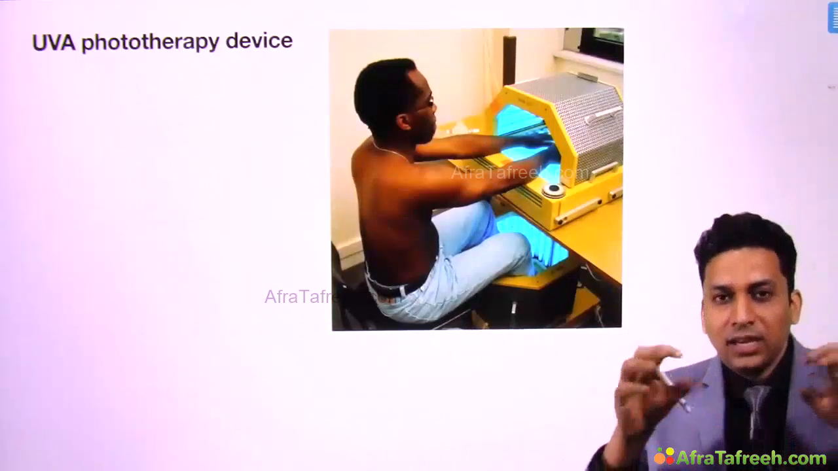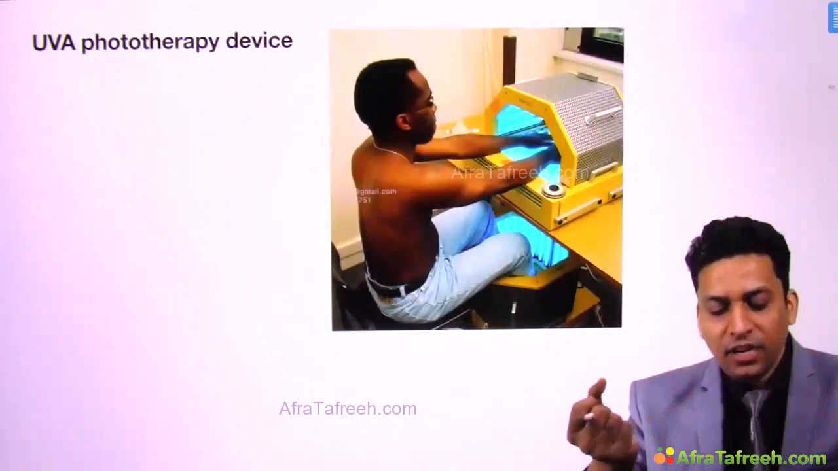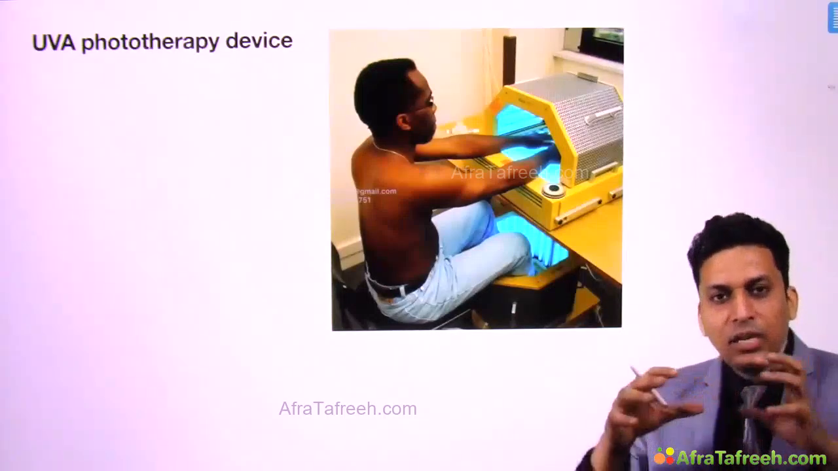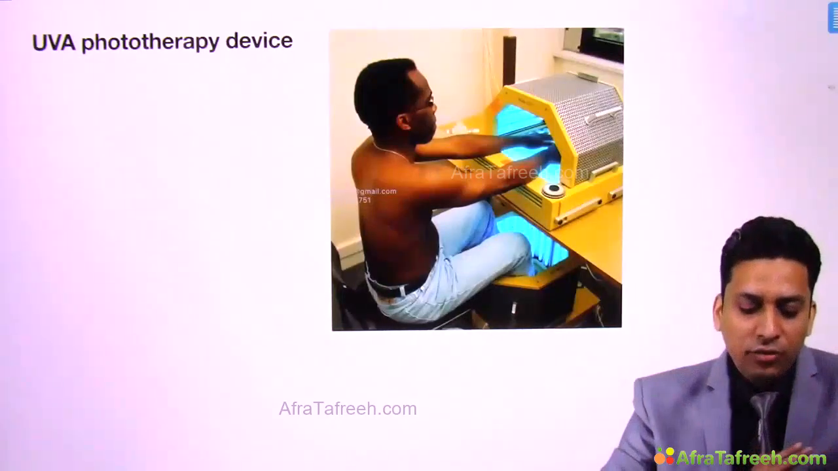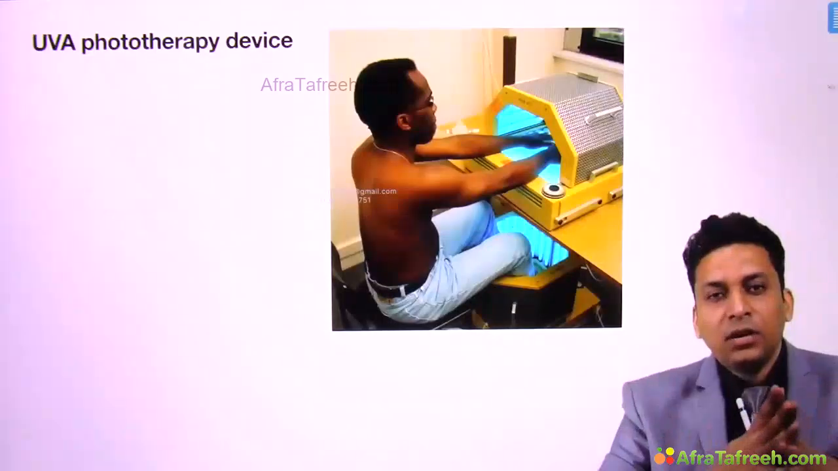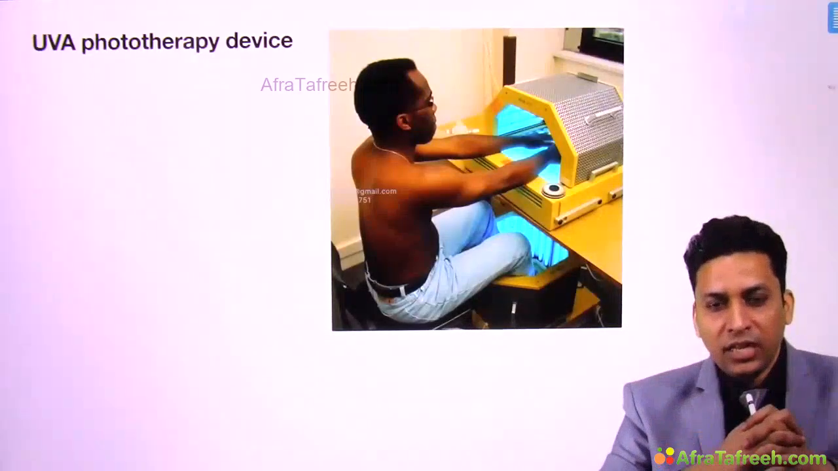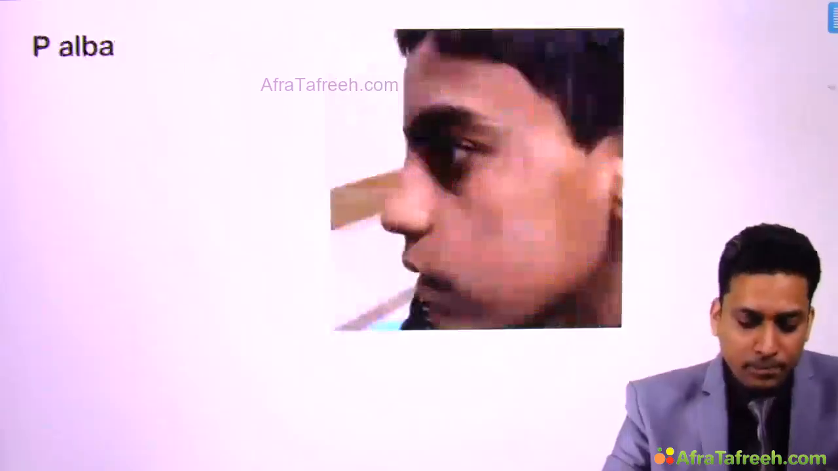But when there is localized involvement, like in this patient, there might be acrofacial type, where only hands and feet are involved, so you can use hand units and foot units. They are available as hand and foot units, and also in the form of chambers. These are UVA chambers, and you can keep them in your clinic or hospital, and the patient can come every alternate day and go ahead with phototherapy. If these are not available, you can simply ask the patient to take sunlight.